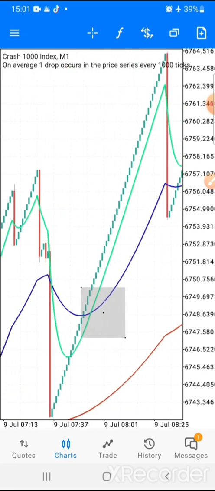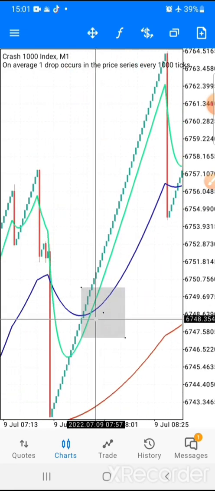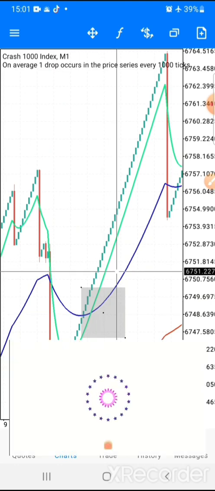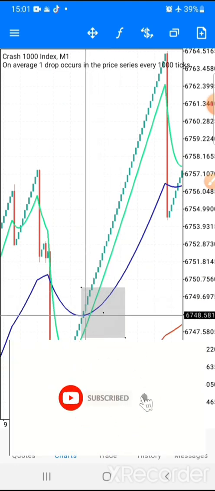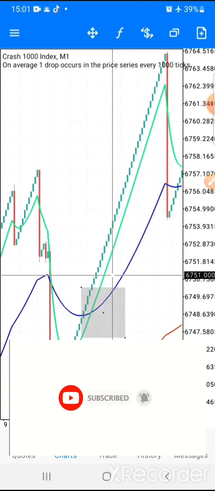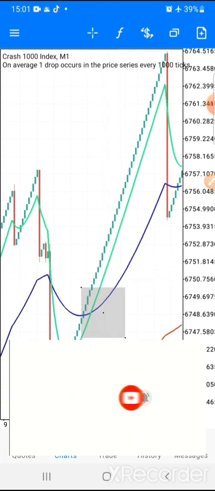without facing any spikes. We are trying by all means to avoid spikes. We count 5 candles, sorry. The green crosses the blue line here, and we are going to count 5 candles, and we move out of the market.